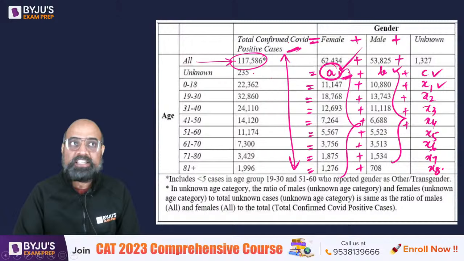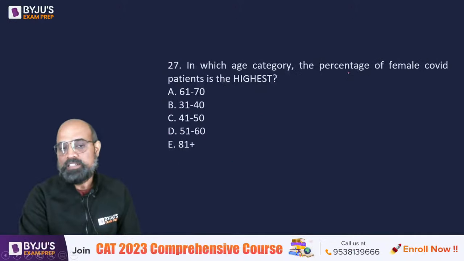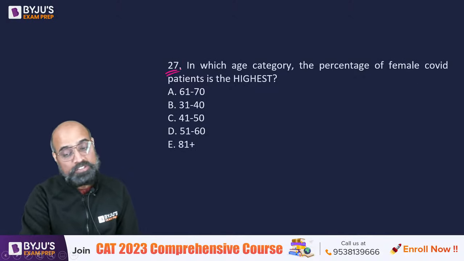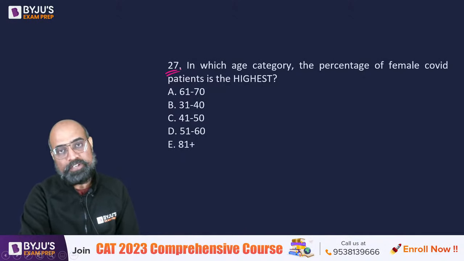Right? It's not even a percentage where you can say, okay, let's take 90%. No, these are the actual values. So this creates confusion. Okay. Question 27: in which age category is the percentage of female COVID patients the highest? Now this is again something that is solvable, but very calculative.